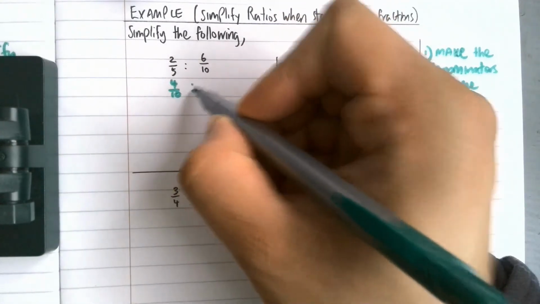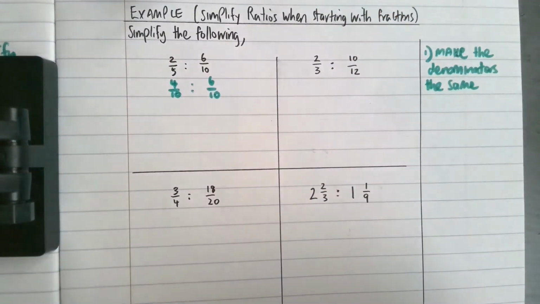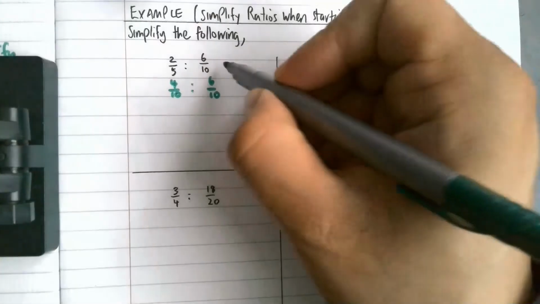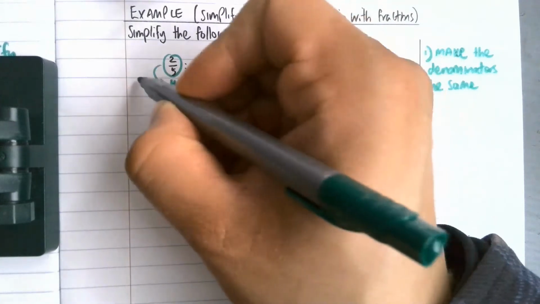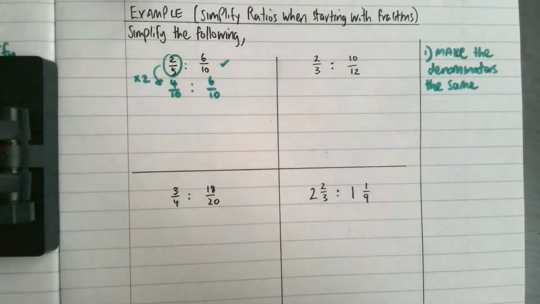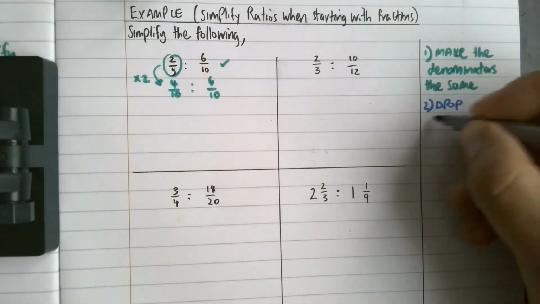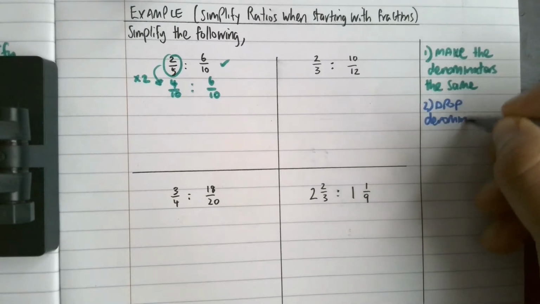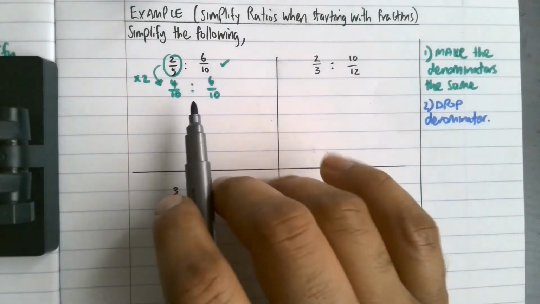So to make the denominator the same, I recognize that I just need to write 2/5 as 4/10. Remember, 4/10 is an equivalent fraction. So I've written 2/5 as 4/10 by scaling up that fraction by 2. Now the denominators are the same. Once the denominators are the same, I can drop the denominator. I don't need to include that in my ratio now, because both parts of the ratio are now of the same type. They are tenths.